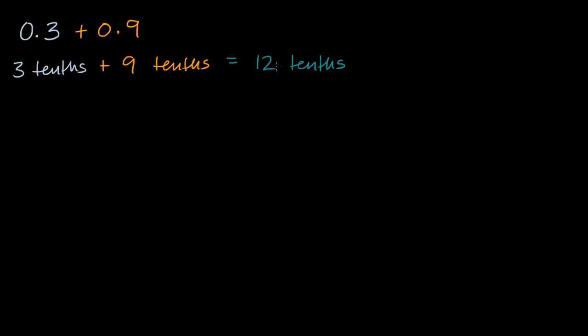Now, this one might be a little bit counterintuitive. 12/10, what does that mean? Well, one way to think about it, this is 10/10 plus 2/10. And what are 10/10? Well, if I have 10/10, this right over here is 1 whole. So that is going to be 1. So we have 1 and 2/10. So how do we write 1 and 2/10? Well, we could write it as, in the ones place, we just write a 1. And then in the tenths place, we write our 2/10. So you could say it's equal to 1.2, or you could say it's equal to 1 and 2/10, which is the same thing as 12/10.